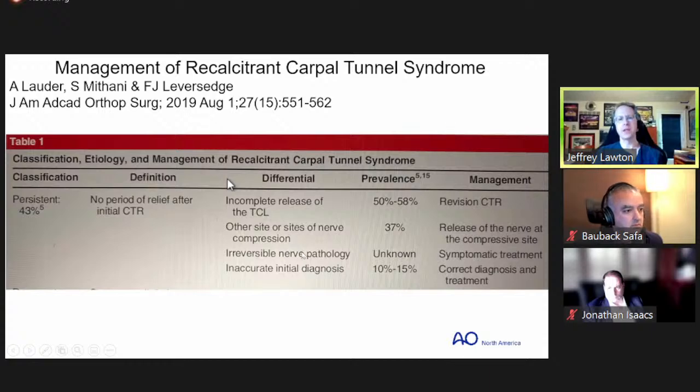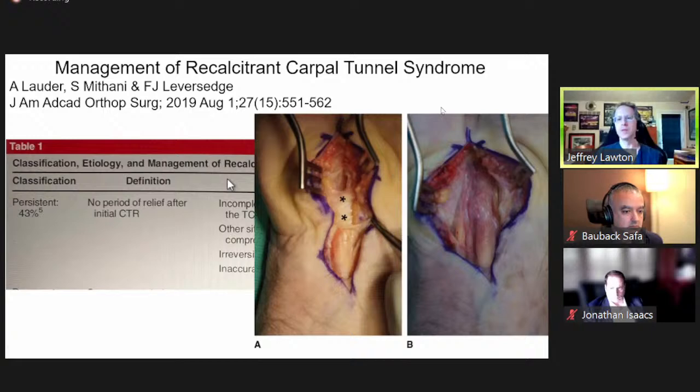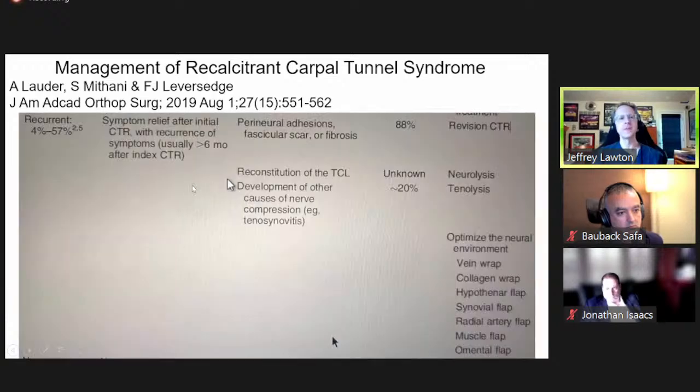So this is a review in the Journal of the American Academy of Orthopaedic Surgery by Fraser Leversledge. And persistent carpal tunnel was the most common. And a simple revision carpal tunnel release was often all that was required. And this is from their article. And here you see the persistent transverse carpal ligament on the left, and on the right, its release. And then the person had relief of their symptoms.